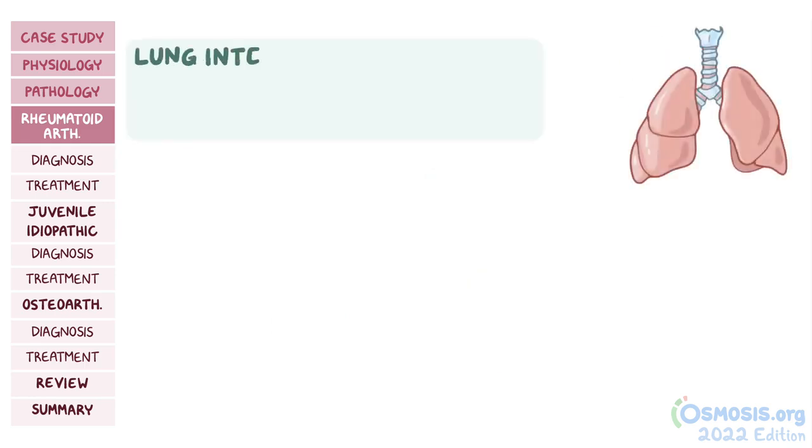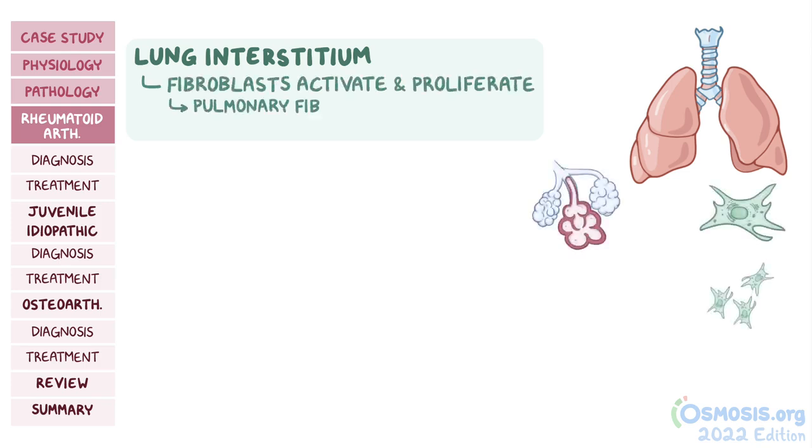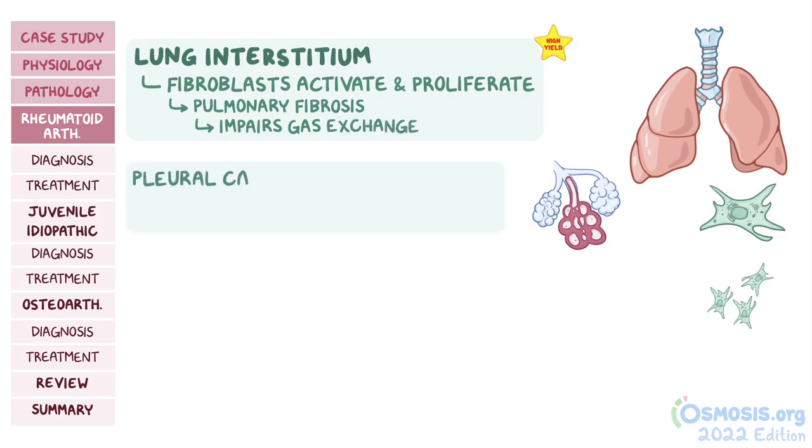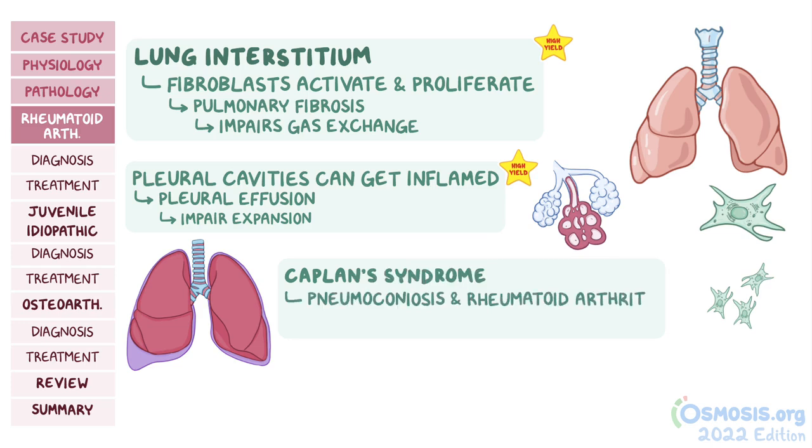Meanwhile, within the lung interstitium, fibroblasts get activated and proliferate, causing pulmonary fibrosis that impairs the alveolar gas exchange. The pleural cavities surrounding the lungs can get inflamed as well, causing them to fill up with fluid, which is known as pleural effusion, and it can impair lung expansion too, interfering even more with gas exchange. Additionally, there's Kaplan syndrome, which is when the individual has both pneumoconiosis and rheumatoid arthritis, and this tends to manifest as intrapulmonary nodules.